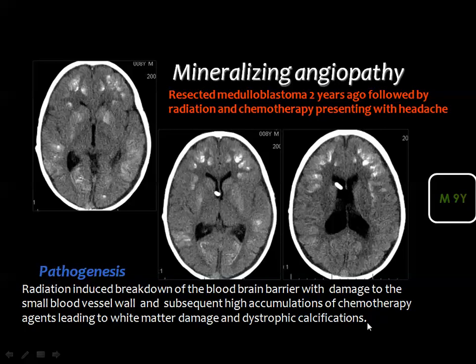The pathogenesis for this is that radiation will result in breakdown of the blood-brain barrier with damage to the small blood vessels and the subsequent high accumulation of chemotherapy agents leading to white matter damage. Radiation disturbs the blood-brain barrier and weakens the wall of the blood vessels, resulting in a leakage of the chemotherapy agents within the brain tissue and consequently damage of the white matter, and this damage will be followed by the development of dystrophic calcification.